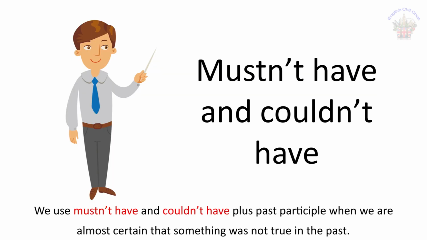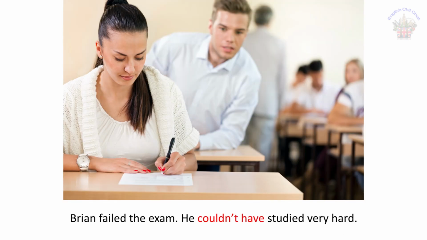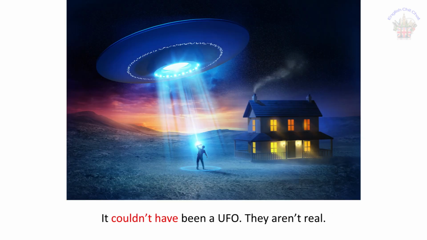We use mustn't have and couldn't have plus past participle when we are almost certain that something was not true in the past. Brian failed the exam. He couldn't have studied very hard. It couldn't have been a UFO. They aren't real.